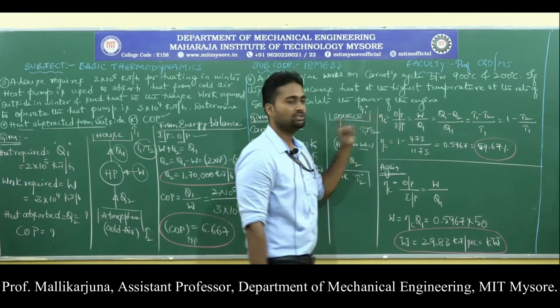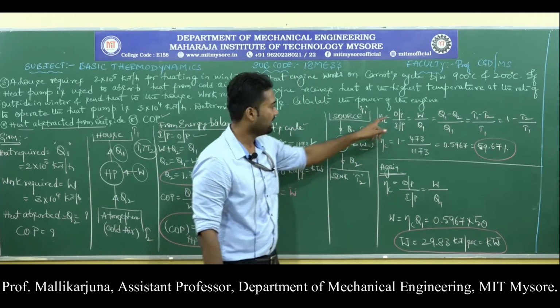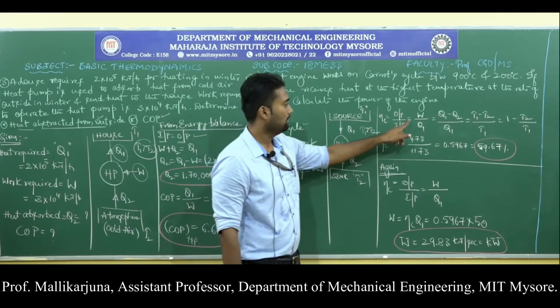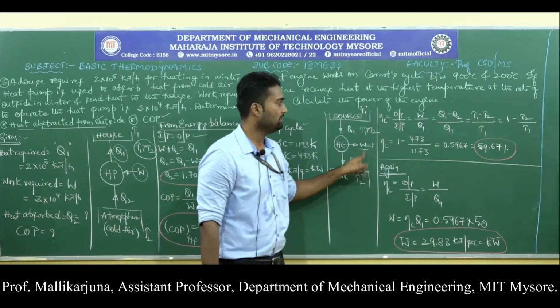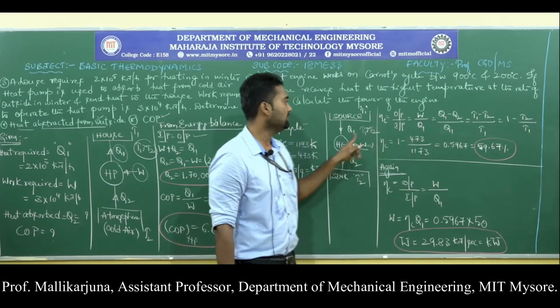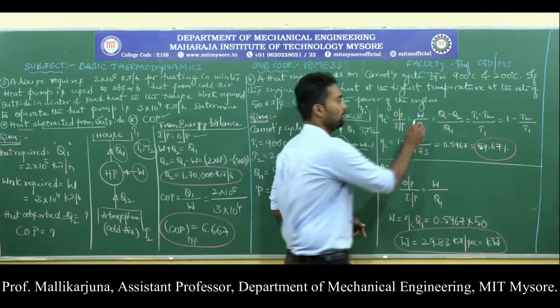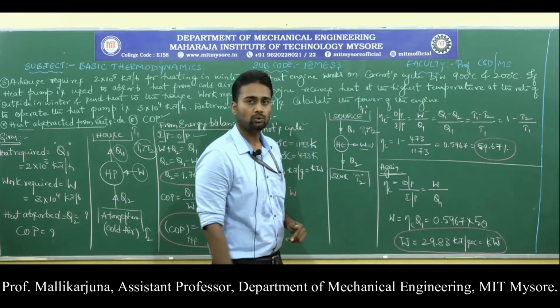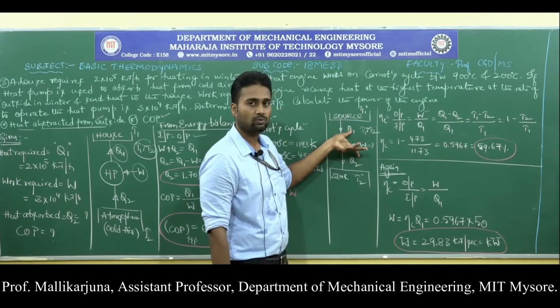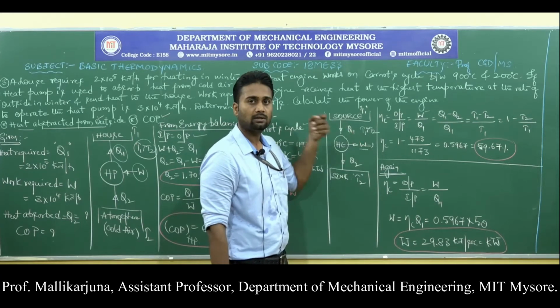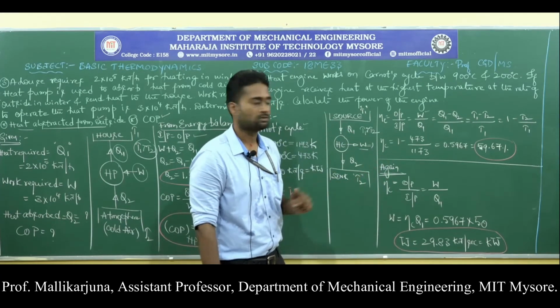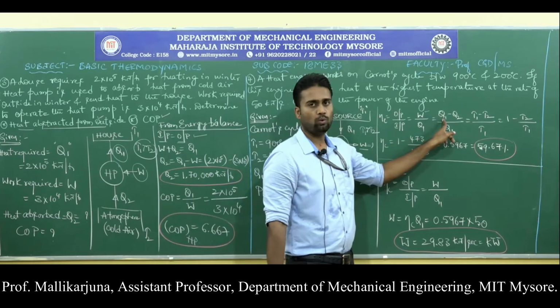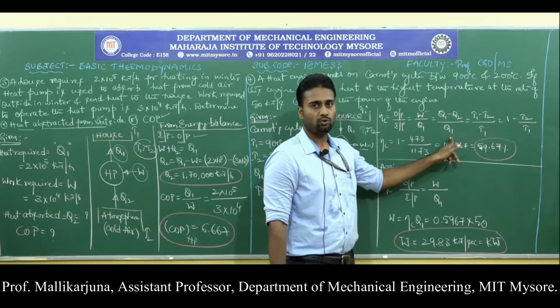We know efficiency. Any efficiency can be defined as output by input, which is equal to, what is the output from the engine? W. What is the input to the engine? Q1. By the energy balance, W can be given as Q1 minus Q2. You need to operate energy balance over here. What do you mean by energy balance? Number of inputs is equal to number of outputs. If you do that, efficiency becomes Q1 minus Q2 divided by Q1.